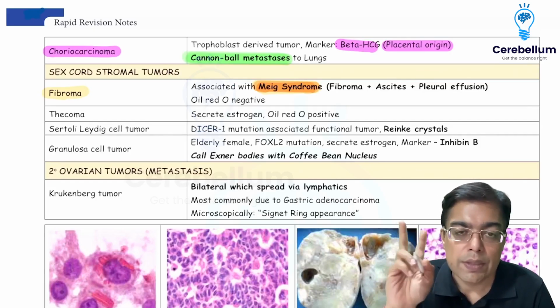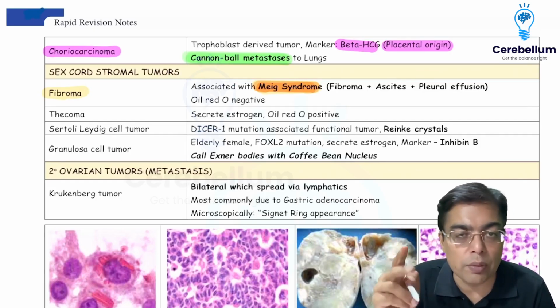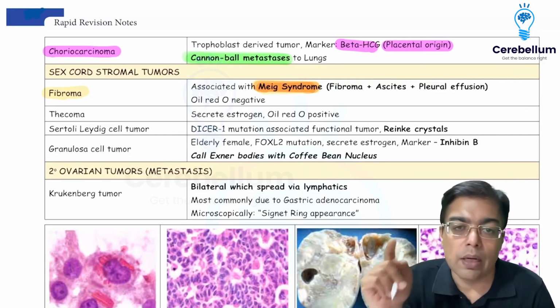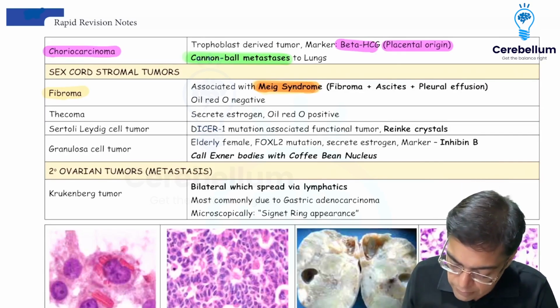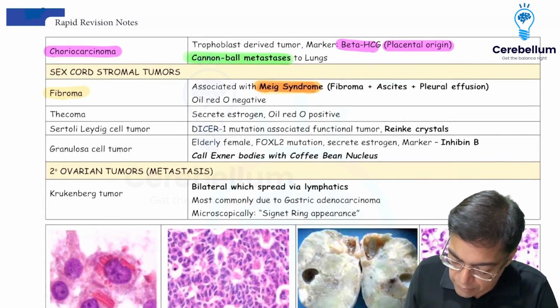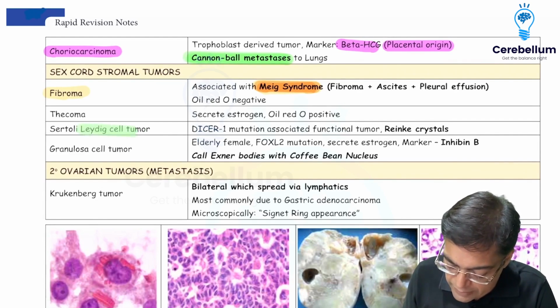That means ascites. Second is the patient is having a tumor, and that tumor is what we are talking about now, ovarian fibroma. And the third component is the patients are also going to be having pleural effusion. Please remember the fact that patients at times can be having a tumor that is going to be given the name of Leydig cell tumor.